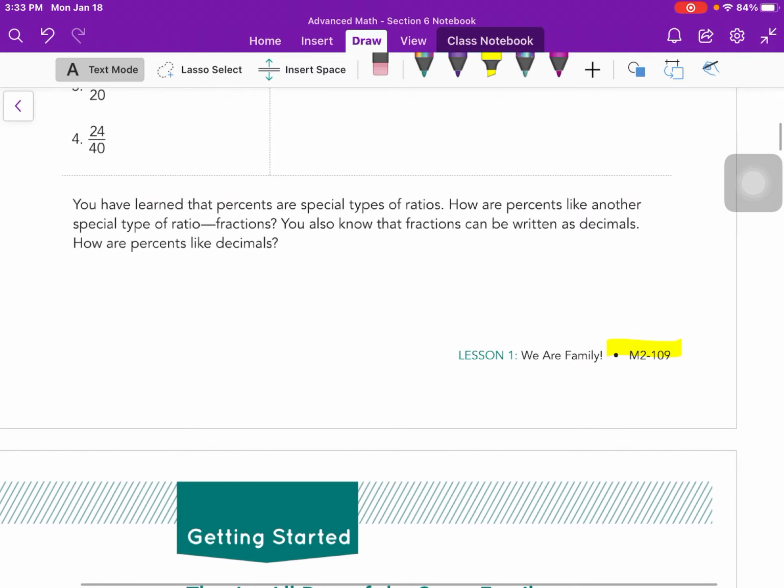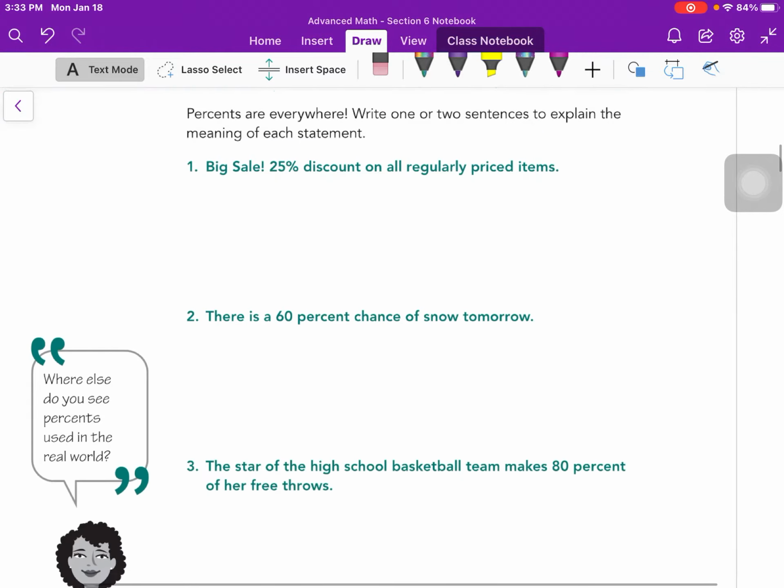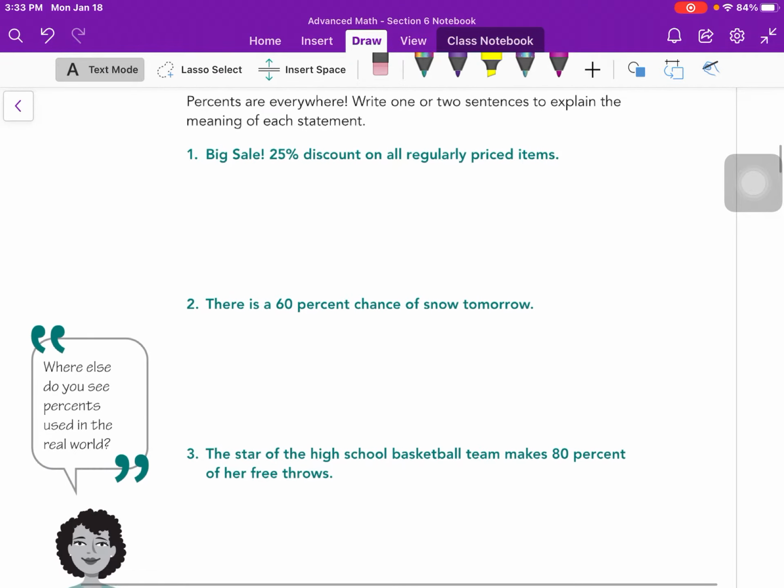You have learned that percents are special types of ratios. How are percents like another type of special ratio, fraction? You know that fractions can be written like decimals, and how are percents like decimals? They're all the same, part of the same family. We'll talk about these in class, but percents are everywhere.